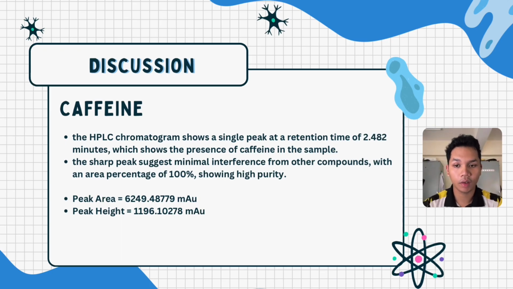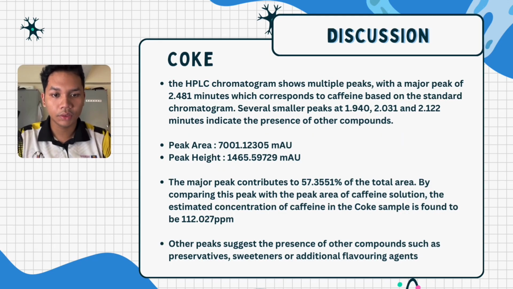Now for the discussion. Caffeine is used as a standard solution to compare with other solutions. The HPLC chromatogram shows a single peak with a retention time of 2.482 minutes, which shows the presence of caffeine in the solution. The sharp peak suggests minimal interference from other compounds, with a percentage area of 100% showing high purity. Based on the spectrum, we are able to interpret that the peak area is 6249.48779 MAU and the peak height is 1196.10278 MAU.